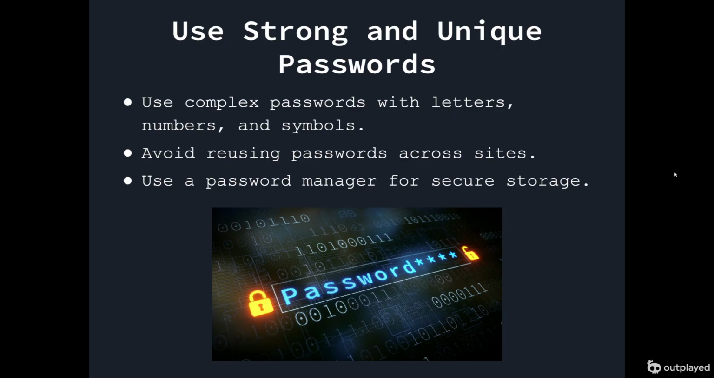Another essential way to try and keep your account secure is to avoid reusing passwords across multiple sites. Say you have a password for Google, you want to avoid using that for stuff like your emails and everything else, your school accounts and stuff like that.